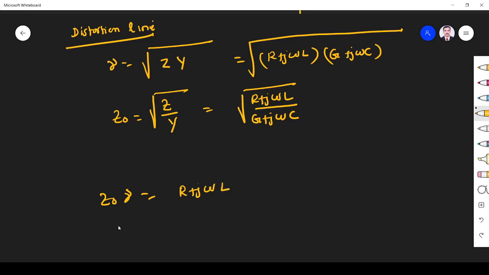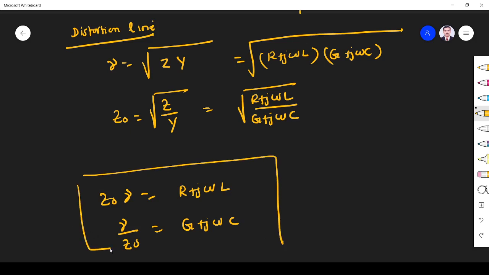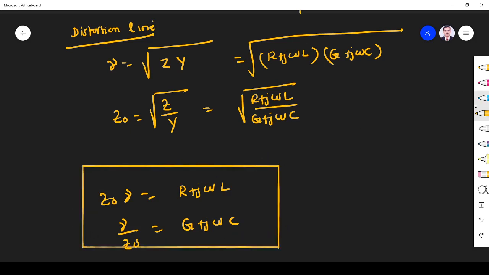Right? If you divide gamma by Z naught, what will happen? R plus j omega L will be cancelled. It will be G plus j omega C. You see, this is giving the relationship between the primary constant and the secondary constant. These R, L, G, C are primary constants, Z naught and gamma are secondary constants. So this equation relates primary constants and the secondary constants.